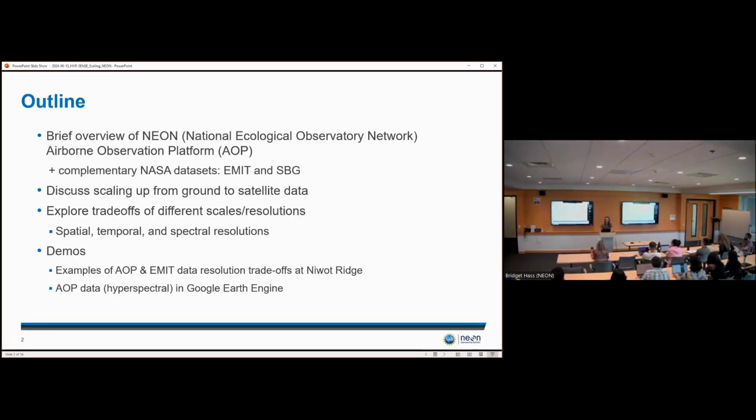So this is what we'll cover today. I'll keep it fairly high level, but I'll give an overview of NEON and the Airborne Observation Platform, which is the team I worked on at NEON, and then discuss scaling up from ground to satellite data, focusing on that NEON data along with satellite data sets. Then explore some trade-offs of different scales and resolutions in data and how that can affect your analysis. And then hopefully if there's time at the end, I can give a couple data demos looking at AOP data, as well as some EMIT data over the Niwot Ridge site, just up here in the mountains, and then also show AOP data in Google Earth Engine.